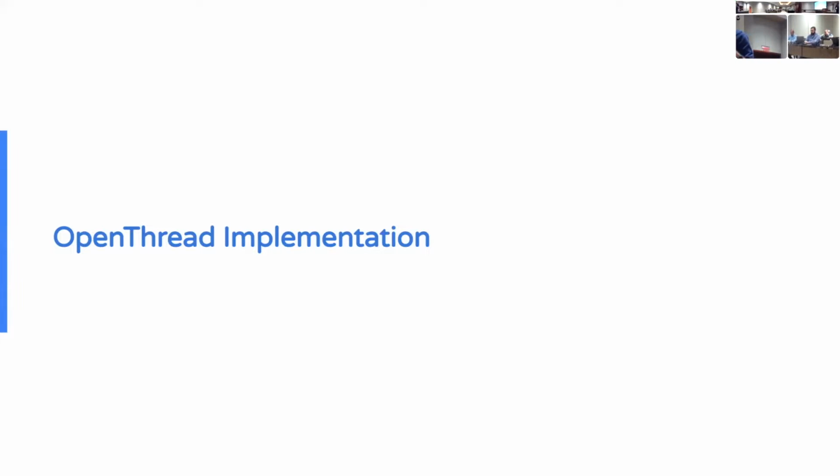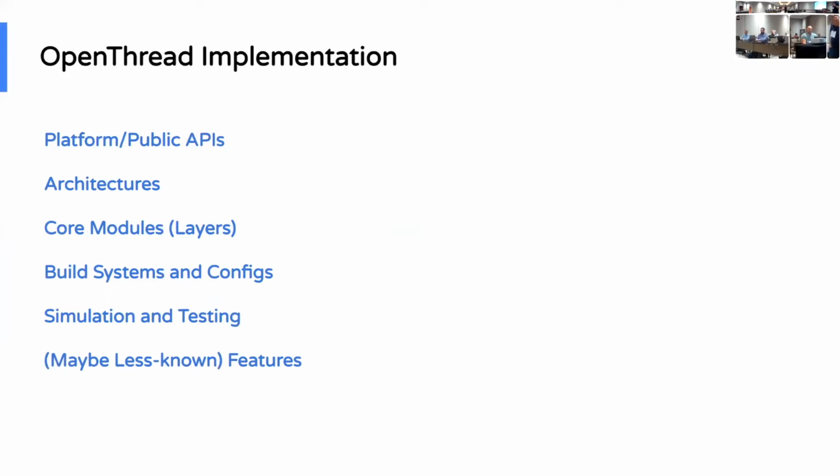Okay. So hi everybody, I'll try to be quick on this. Just a quick outline of the things that I want to cover. The first part is a quick overview of what the core and the public platform APIs are. Then different architectures supported by OpenThread: RCP, NCP, SOC. Very briefly going over core modules and the layers there, build systems and configs, a few slides on simulation and the different testing that they do. And then towards the end, maybe some less known features of OpenThread that I want to highlight.